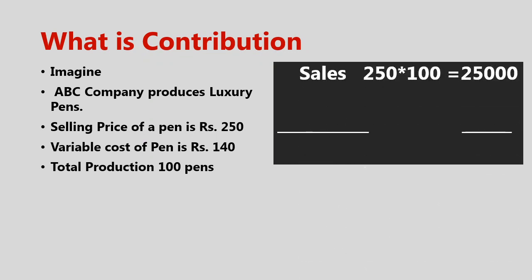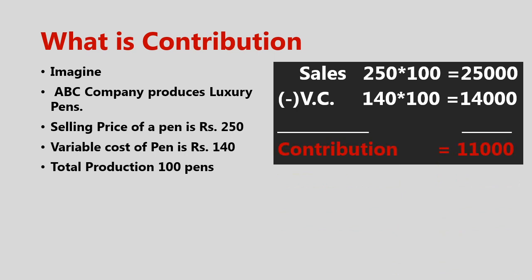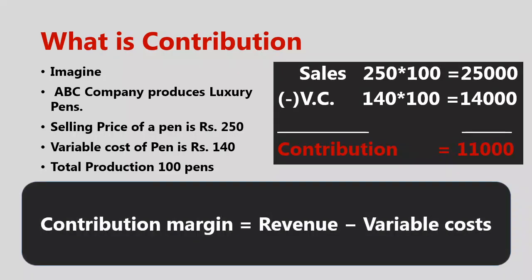First, we need to calculate what is a revenue, that is total sales, which is equal to 250 into 100, 25,000. Variable cost per unit 140, therefore for 100 units it will be 14,000. Difference will be contribution, which will be 25,000 minus 14,000, rupees 11,000. So with this example, we can get the formula of contribution margin, which is equal to revenue minus variable cost.